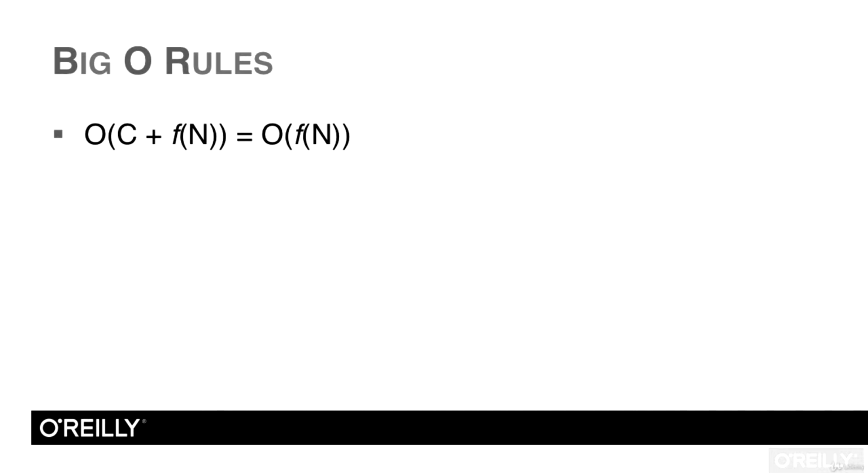Notice that this rule also means you could ignore constants that are added to a function. For example, order c plus f of n for some constant c is the same as order f of n. That's because the constant c is also a function, it just has a constant value. Because a constant is smaller than any function that increases as n increases, you can ignore the constant. That's rule 3. If the behavior depends on the sum of two functions, you can ignore the smaller function.